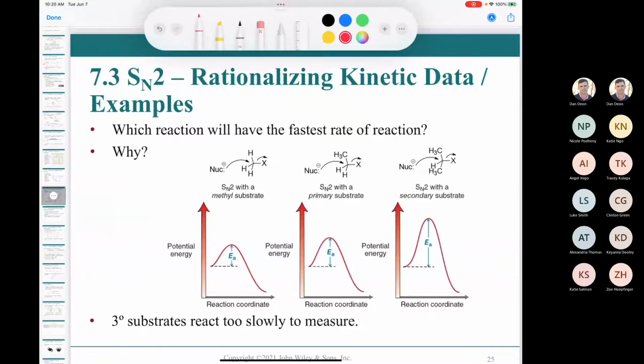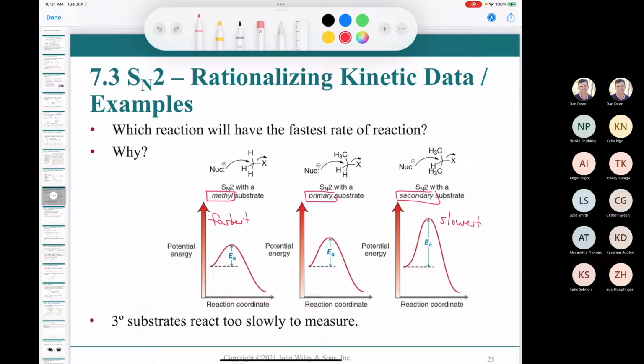Well, we can see that if you go from a methyl substrate to a primary to a secondary, the activation energies go up and up. And activation energy is directly related to reaction rate. So a methyl is going to react the fastest. This will be the fastest. And the secondary would be the slowest. If you're wondering, well, where's the tertiary? That's not even on here. Tertiary substrates are so slow you can't even measure it. It doesn't even work at all.